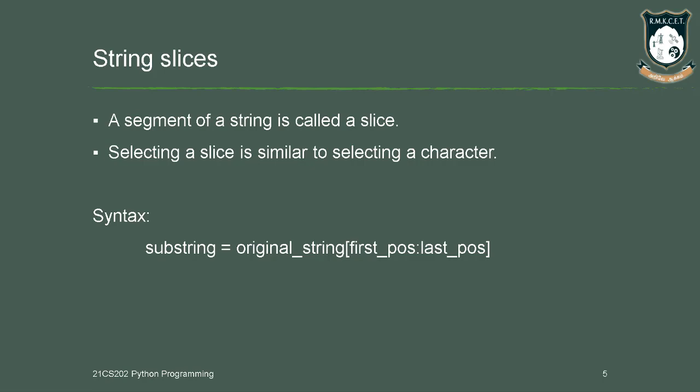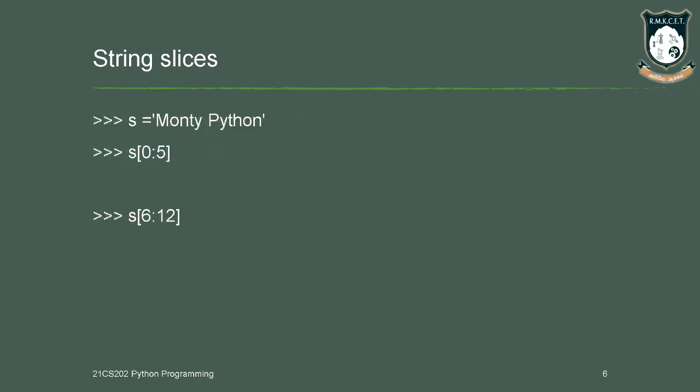The syntax is: substring is equal to the original string, and within the square bracket you mention the first position, then put a colon, then the last position. Next we can see some examples with respect to this.